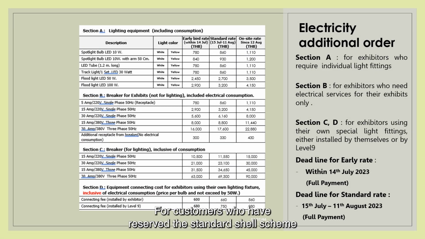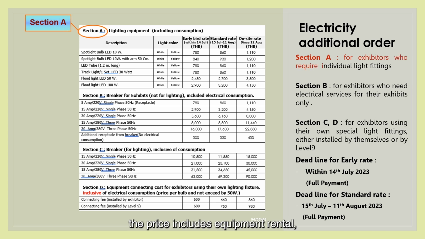For customers who have reserved the standard shell scheme or an empty area, if you need to order additional electrical equipment, you can do so by filling out the electrical system order form. The service is divided into 4 categories. Section A is for lighting equipment. The price includes equipment rental, installation labor costs, and electricity consumption charge already.